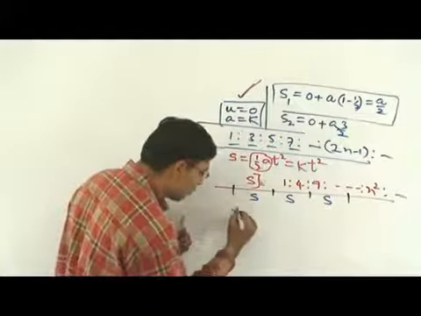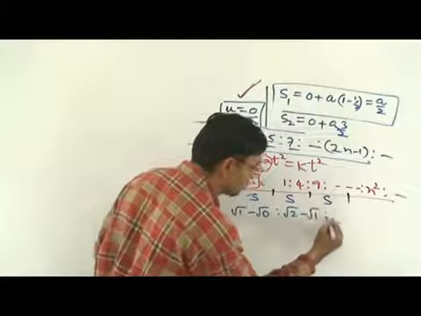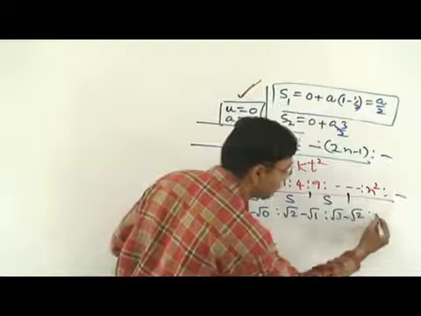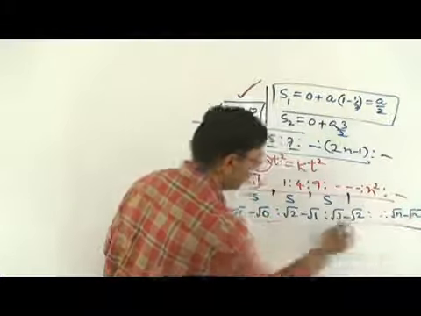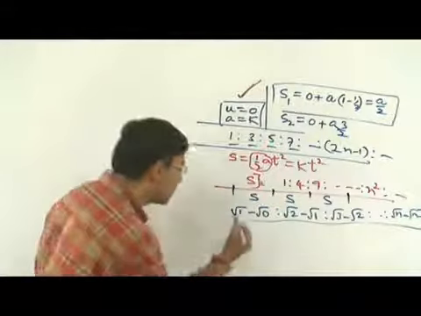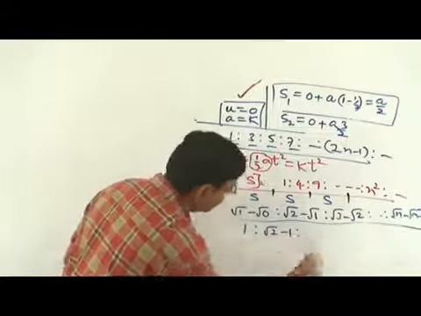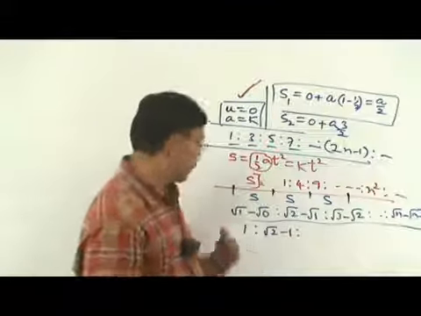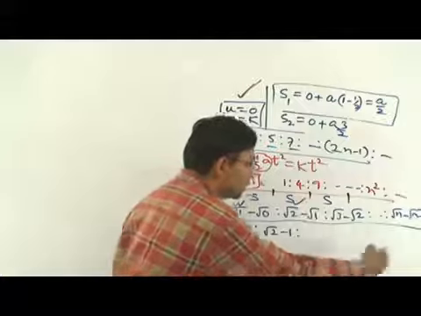Ratio of time taken to cover will be root 1 minus root 0, root 2 minus root 1, root 3 minus root 2. The nth interval will be root n minus root n minus 1, and so on. Basically this is 1 and this is root 2 minus 1, and the rest you can follow. I have written it like this so that you can remember: the first term starts with root 1, the second term starts with root 2, the nth term starts with root n.